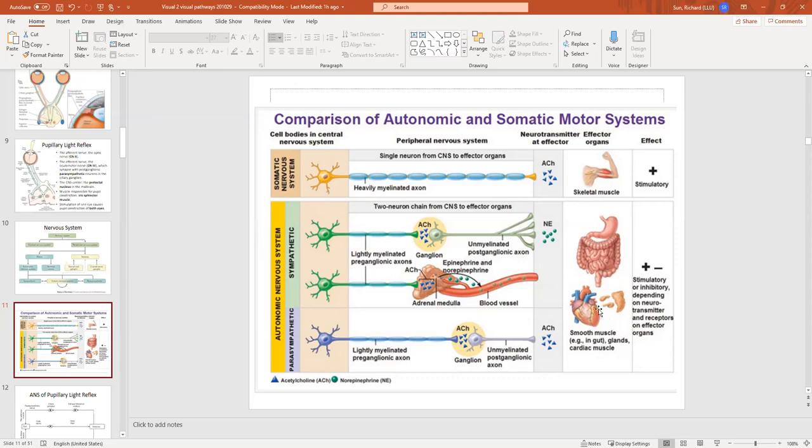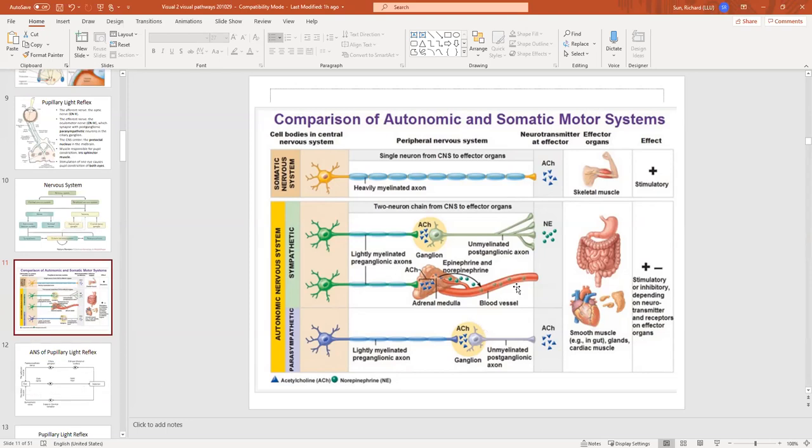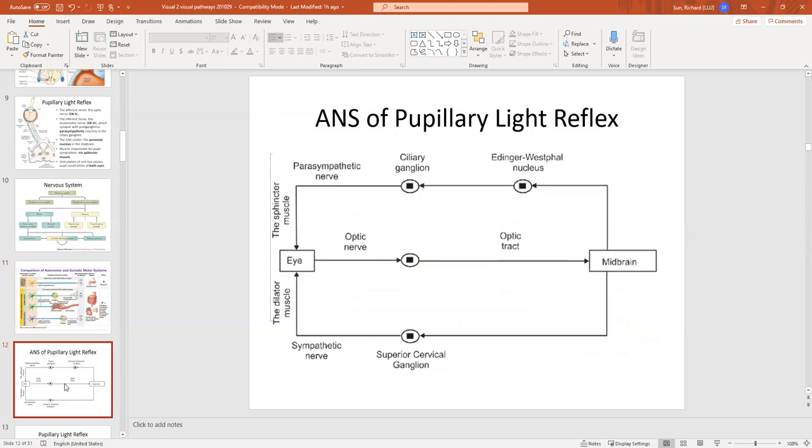In the majority of cases, norepinephrine usually causes vasoconstriction, and the acetylcholine from the parasympathetic usually causes vasodilation. That is typical, but there are some exceptions. Norepinephrine can cause coronary artery dilation, so it's not just constriction. And there is an exception we are going to see today, even though generally one causes constriction and the other causes dilation. One major exception is right here in the pupil.